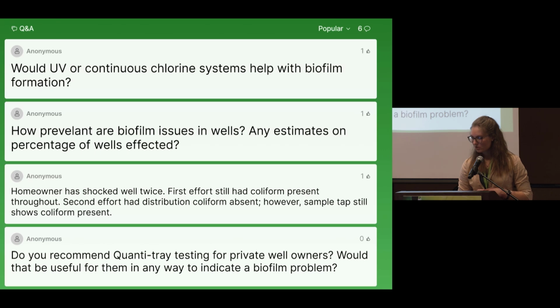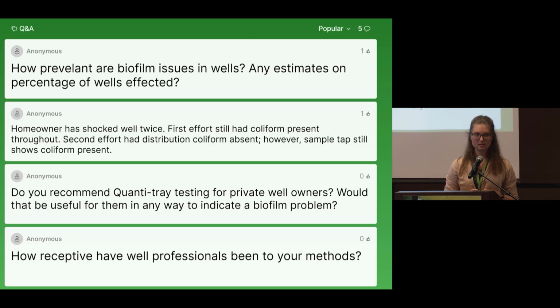How prevalent are biofilm issues in wells? Any estimates on percentage of wells affected? I would say that biofilm is in most wells. It depends on the different factors that I was talking about, like how hard that well is used. We've seen dairy farms where they're not milking cows anymore, and they have a lot of issues with their well because they're not using water to the level that they once were. I would say biofilm is everywhere, but it's not necessarily always problematic. As far as estimates, we have certain areas of Wisconsin that are definitely worse than others. There are a lot of different factors for that. All right, thank you.